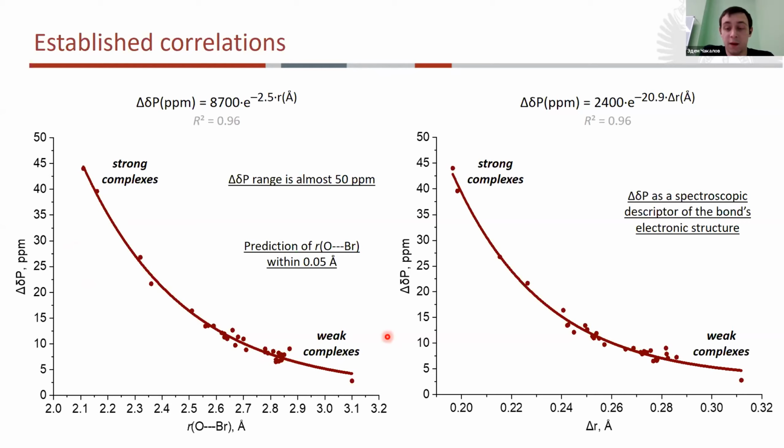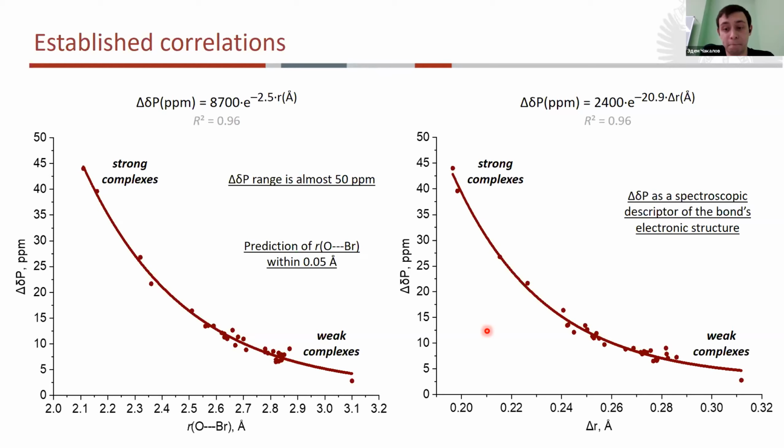Also, the chemical shift of phosphorus could be used as a spectroscopic descriptor of halogen bond electronic structure. It correlates quite well with the delta R parameter, and it becomes possible and convenient to solve the inverse spectroscopic problem. From the phosphorus spectra, one can tell how far away the halogen atom is, how the electron density is distributed between the oxygen and halogen atoms, and how strong the resultant complex is.